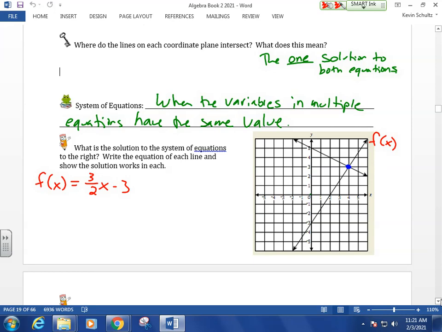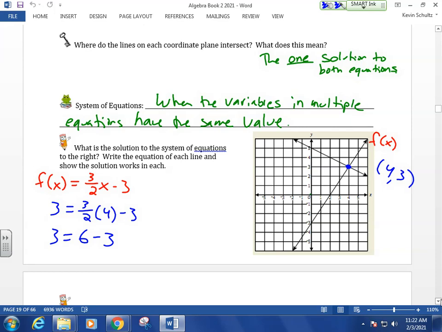And we're just going to be checking our work here by taking the ordered pair that we got as a solution, 4, 2, and plugging that in. So y goes to 2, and then 3 halves times 4 minus 3. 3 halves times 4 is 6.